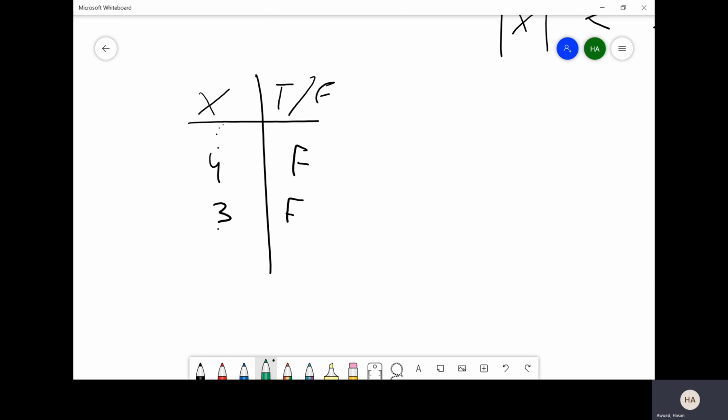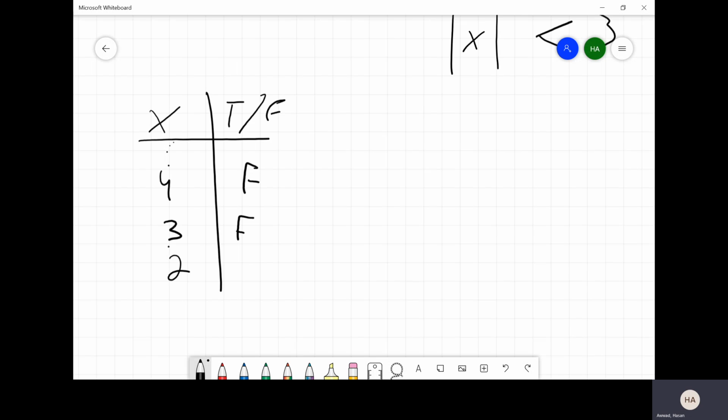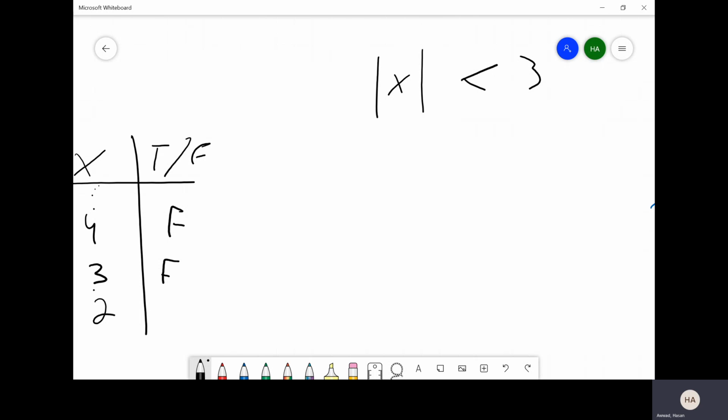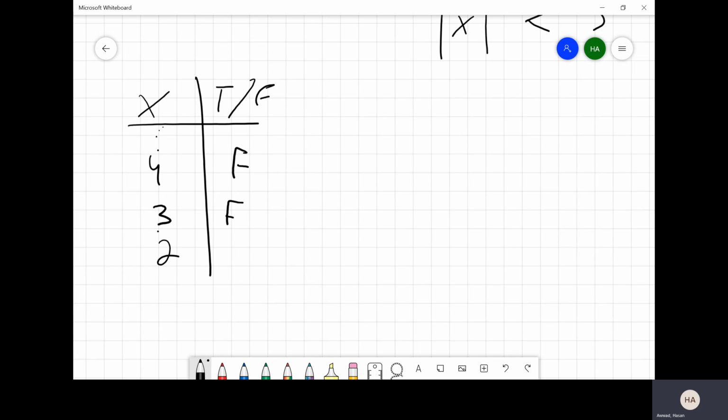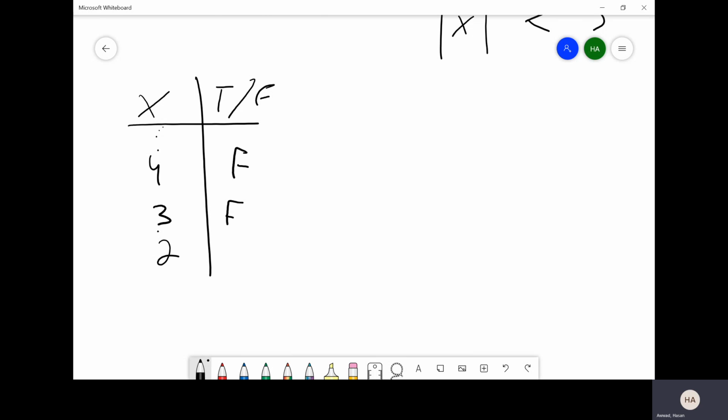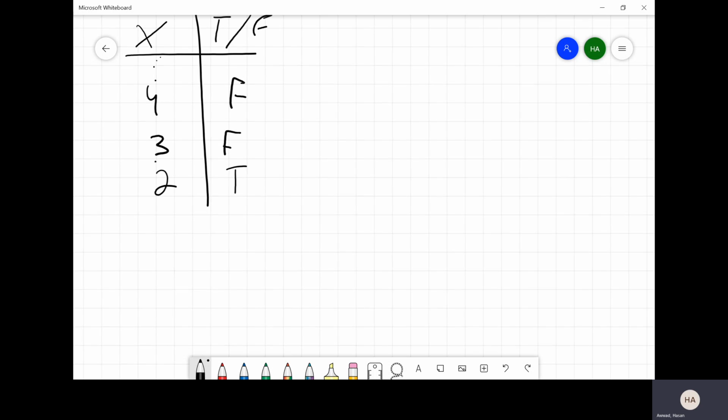And then why don't we try 2? Well, trying 2 we know that 2 will work, right? Because if we plug in 2 for x, we get the absolute value of 2. That's still just 2. 2 is less than 3, right? And you can keep extrapolating, right? And you know that it's going to start being true as soon as it's less than 3. But is it always going to stay true? Well, we're going to see.